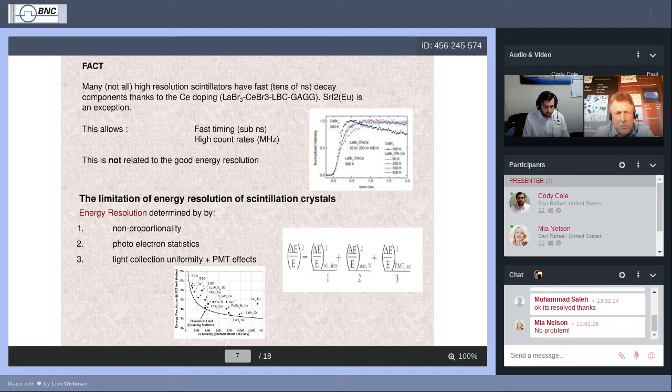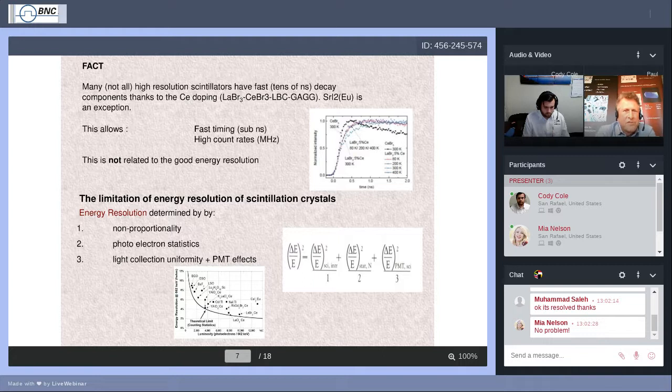For example, you see to the right here some rise times of scintillators. You see cerium bromide, a pure scintillator, with a very fast rise time. And it allows the fast timing that is needed for some specific applications. So many high-resolution crystals are fast, not all of them. Strontium iodide, for example, is an exception. With these fast crystals, you can do fast timing, but it has nothing to do with energy resolution.